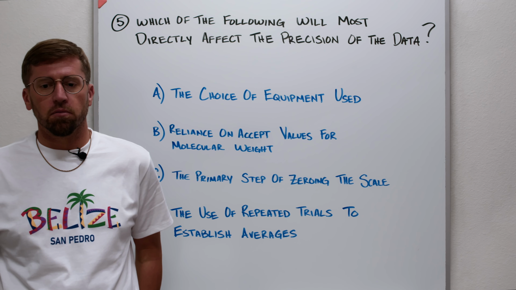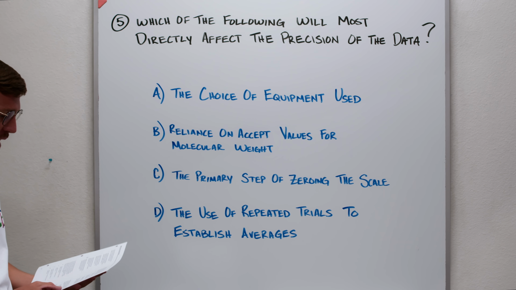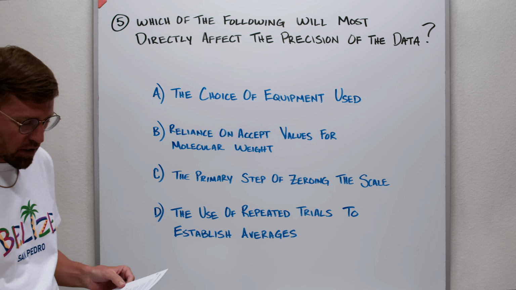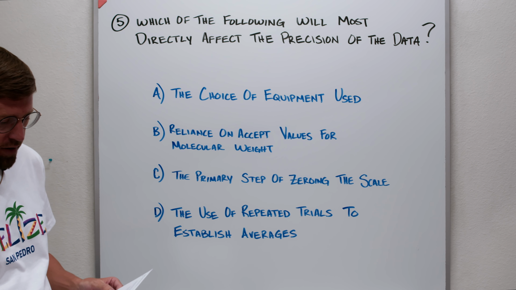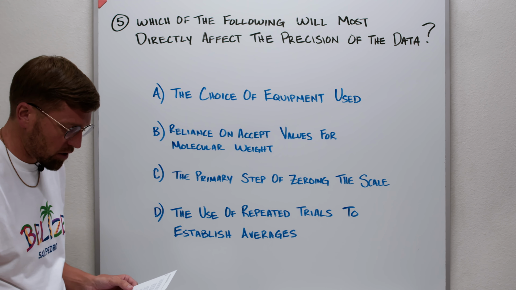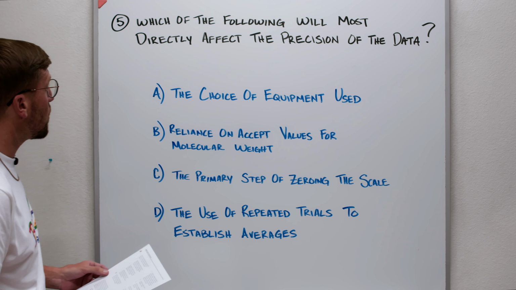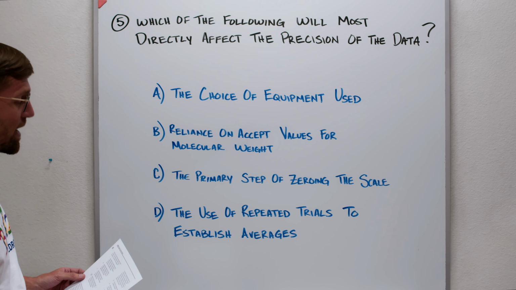All right, folks, this is number 5. Here we have a question dealing with a chemist who is weighing certain products of their chemical reaction. The research design requires that the experimental values collected be determined to a high value of precision. Question is, which of the following most will directly affect the precision of the data?